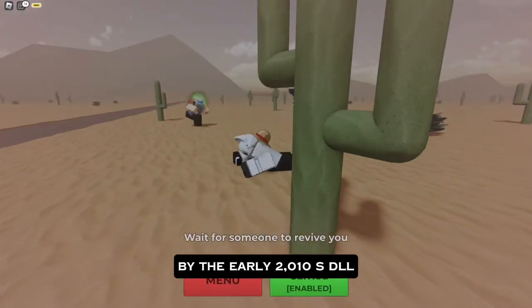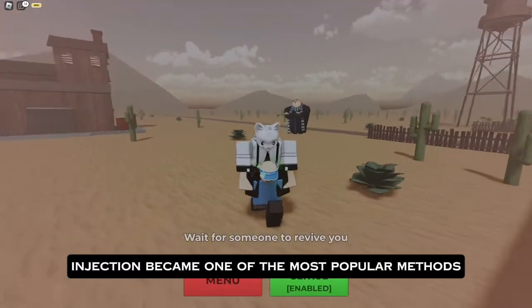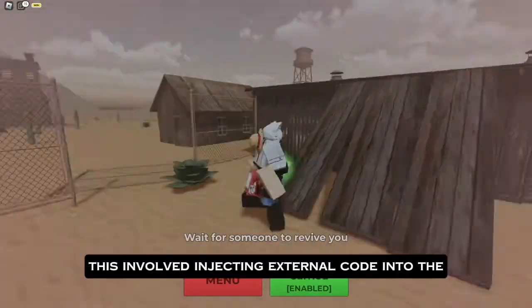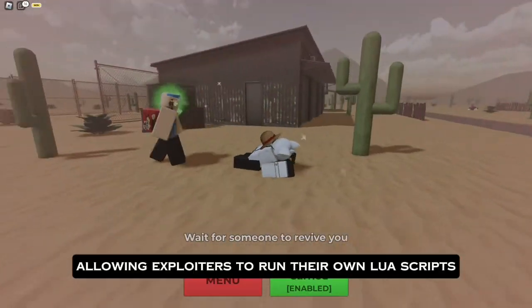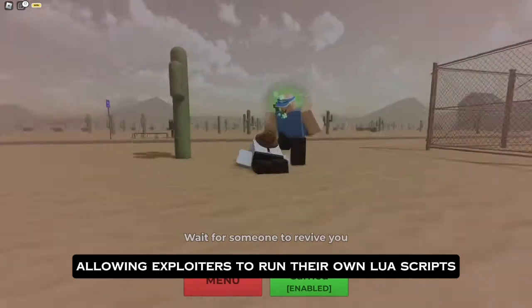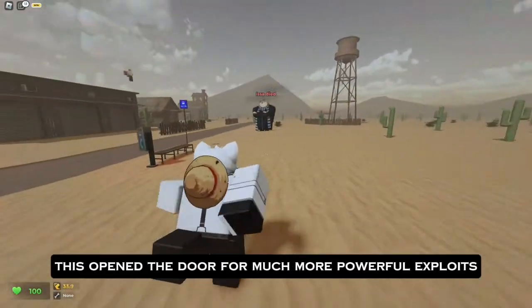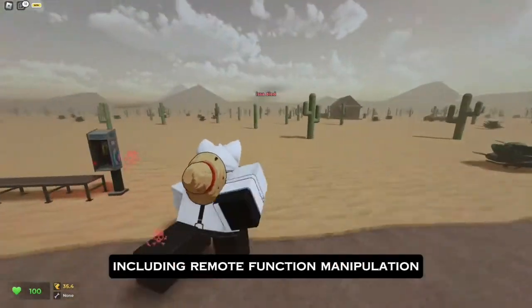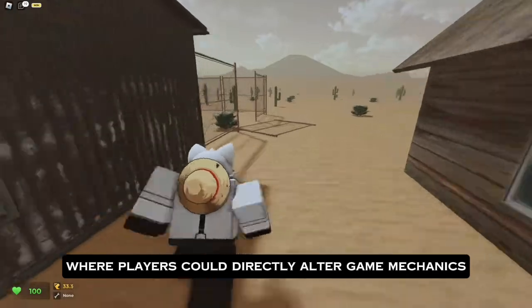By the early 2010s, DLL injection became one of the most popular methods for exploiting. This involved injecting external code into the Roblox client, allowing exploiters to run their own Lua scripts inside the game. This opened the door for much more powerful exploits, including remote function manipulation, where players could directly alter game mechanics.